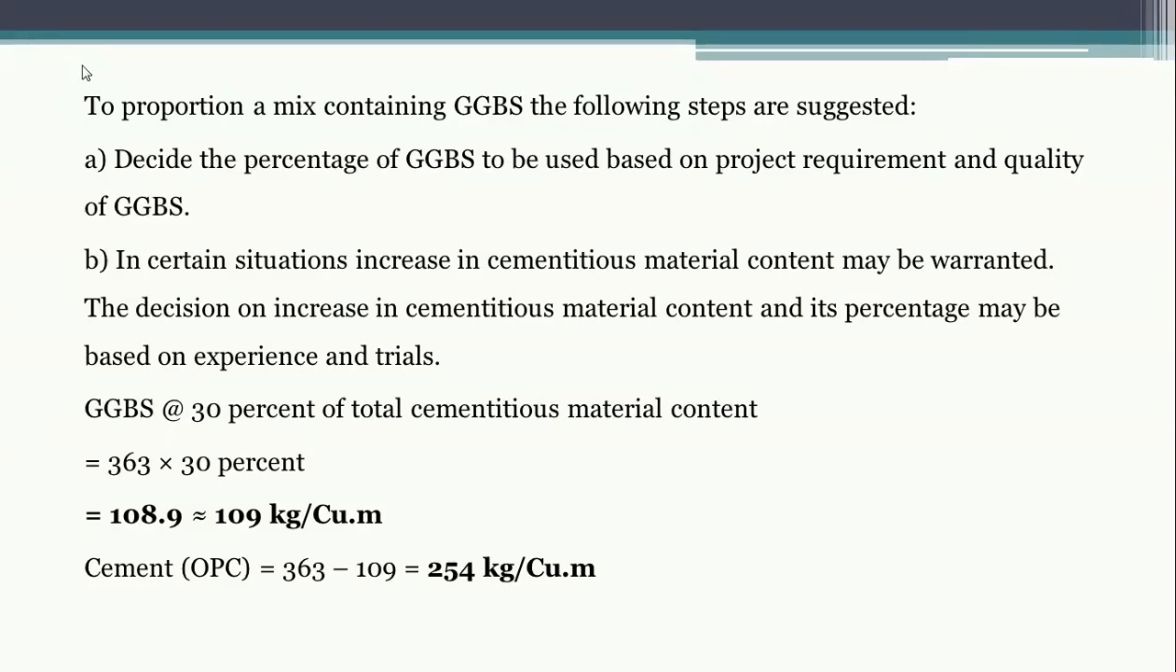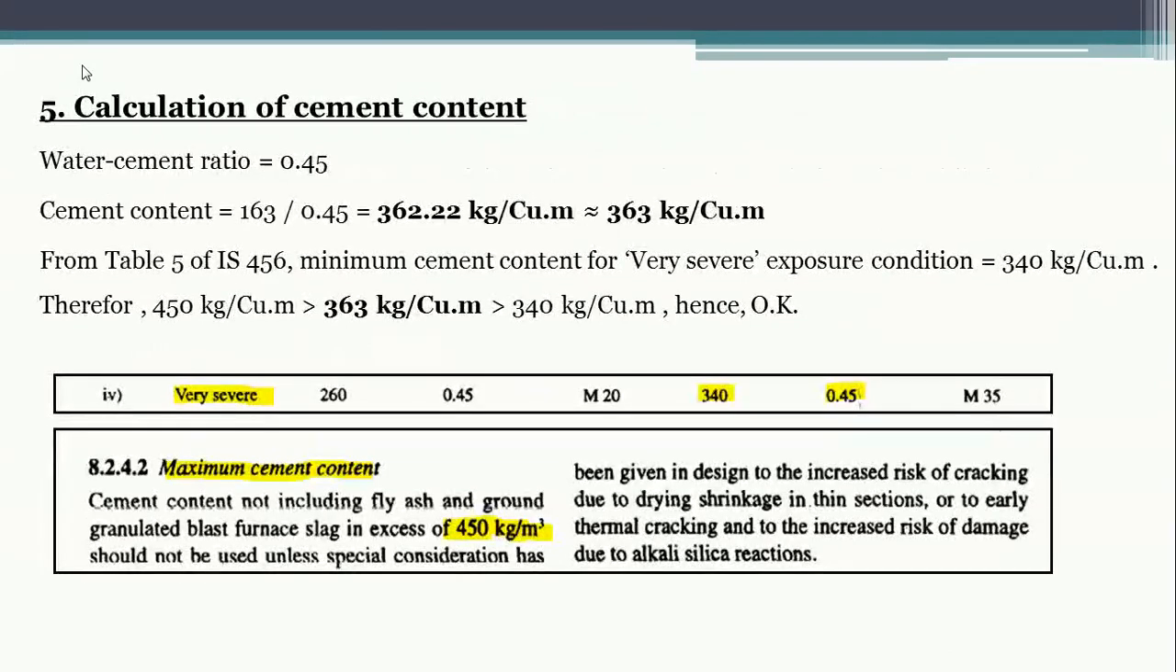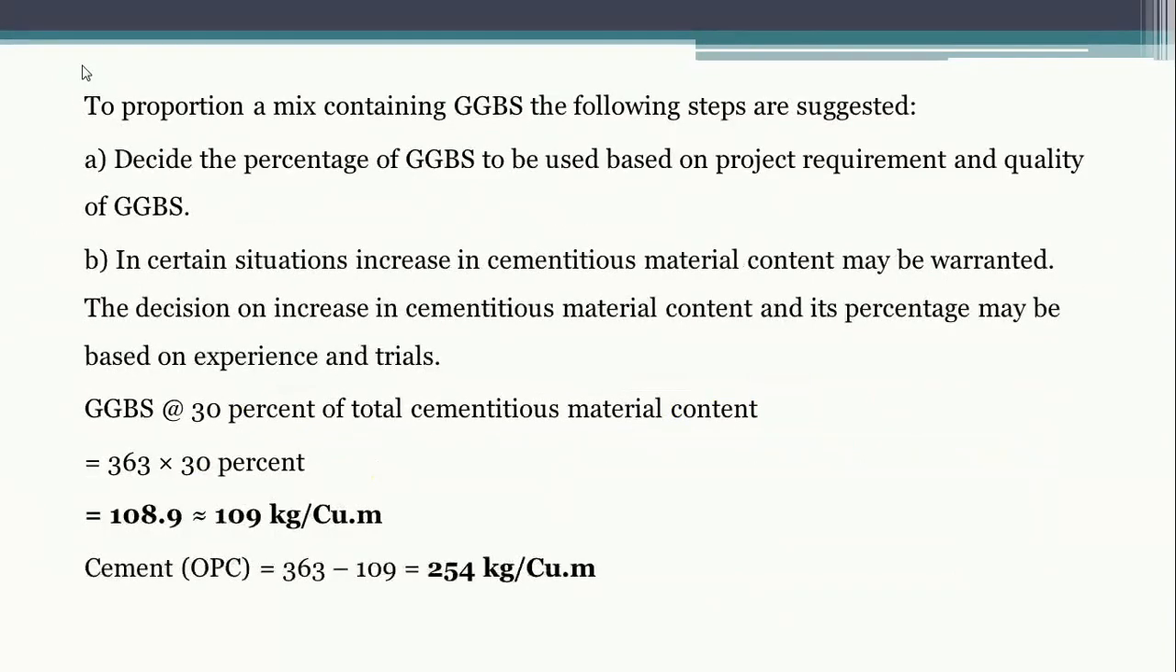So now in this we have assumed that we are using 30% of GGBS replacement of the total cementitious material content. So 363 is the total cementitious material content, because in the previous step we have calculated the cement content as 363. So 363 is the total cementitious content, and we have decided that GGBS is 30%. That is the percentage to be used in the site is only 30% of the total cementitious content.